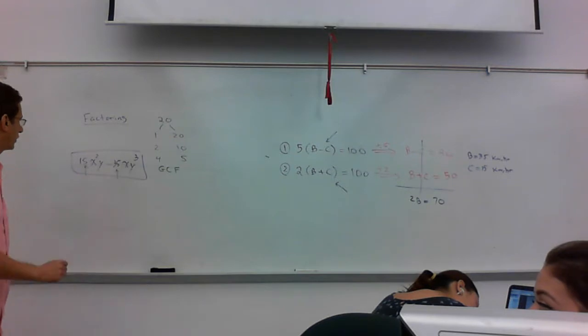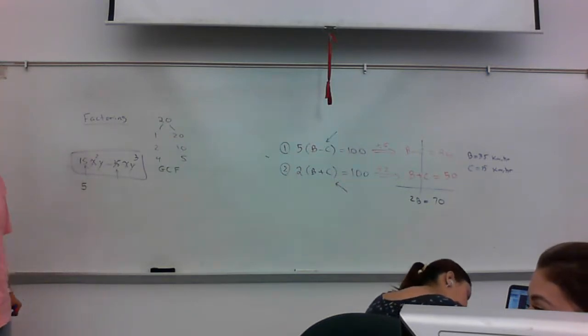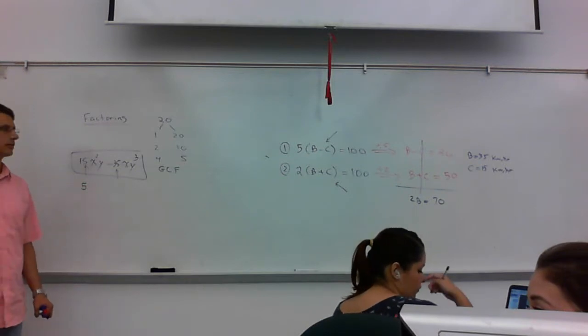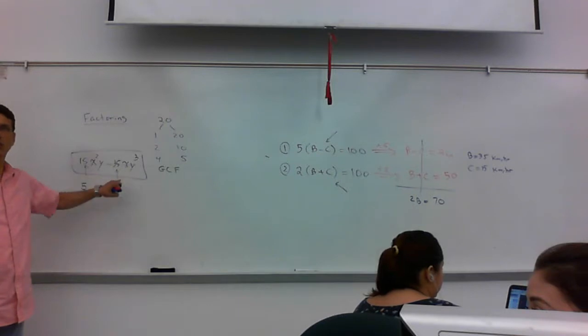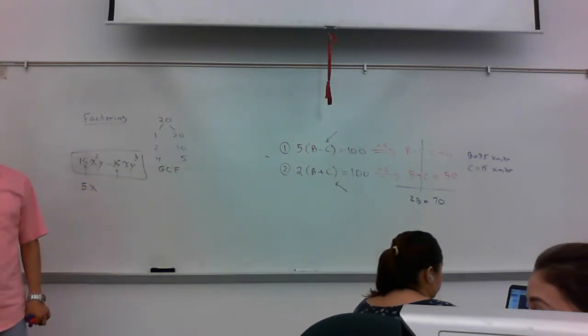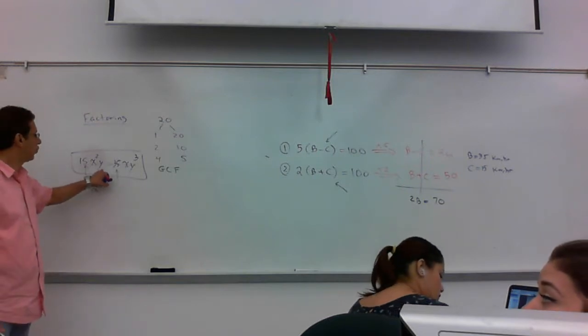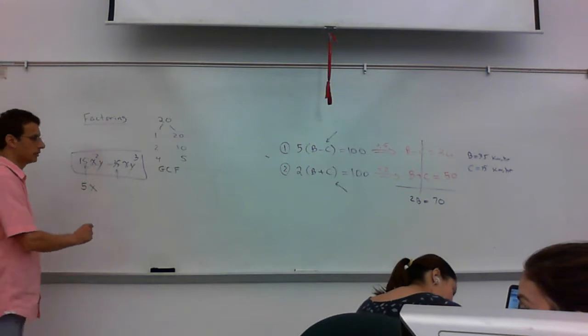5. So everybody agrees that 5 is in common, right? Then you look at the first variable, x. What is this? X squared, and this is x. What's in common? 1x. Because we go with the smaller exponent. Look at y and y cubed. What's in common? 1y.